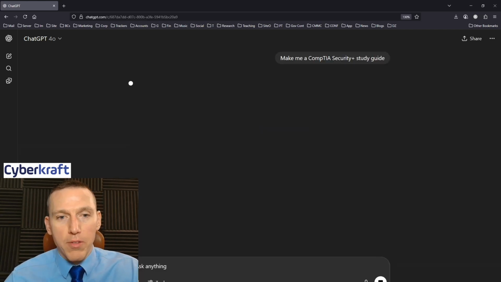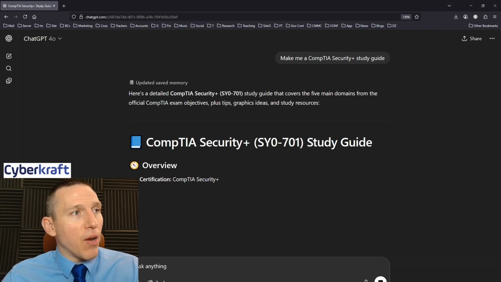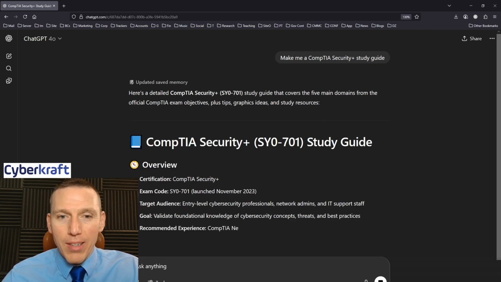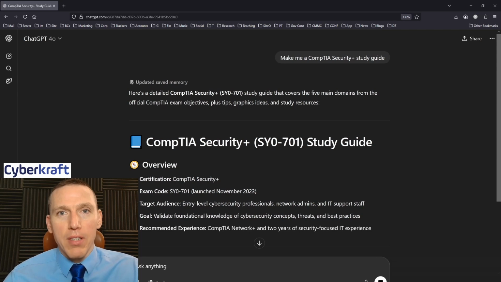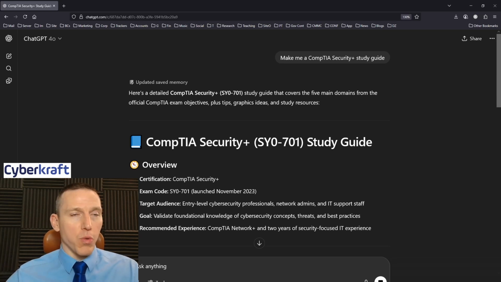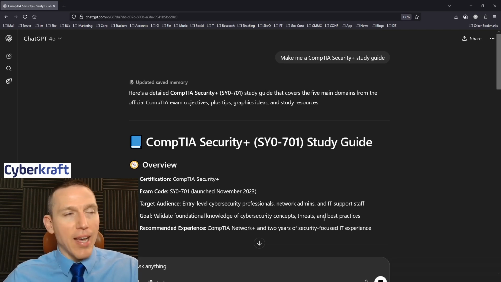I know a lot of my students will use ChatGPT to ask questions, and I really don't recommend it, because a lot of times you'll ask a question, and ChatGPT will give you an answer that is way longer than what you really need to be studying. You'll end up going down rabbit holes, learning information that is unnecessary for the test. You're going to waste a lot of time there.